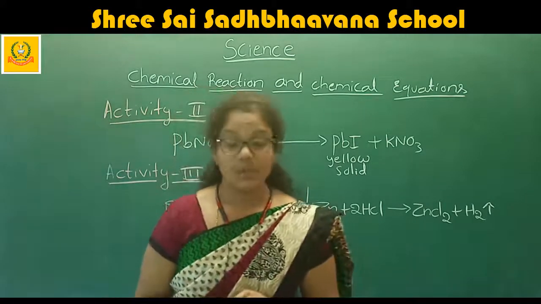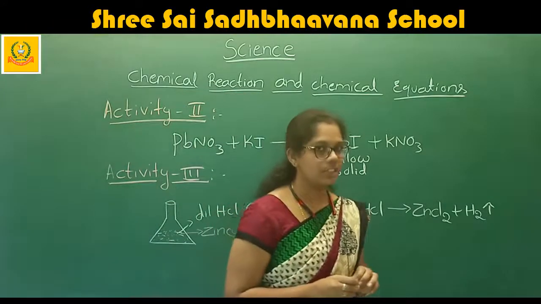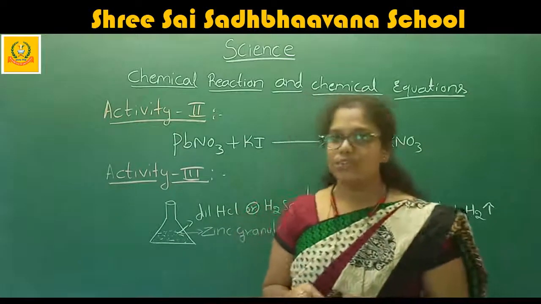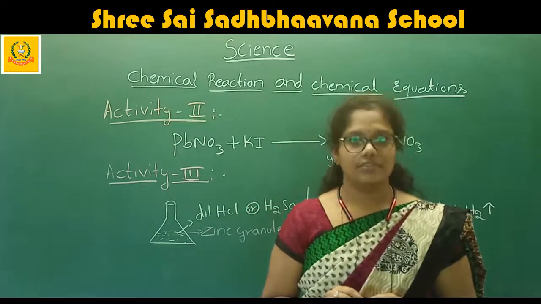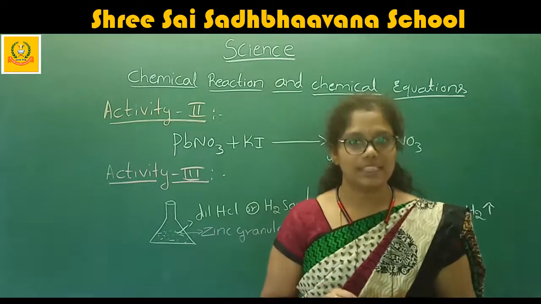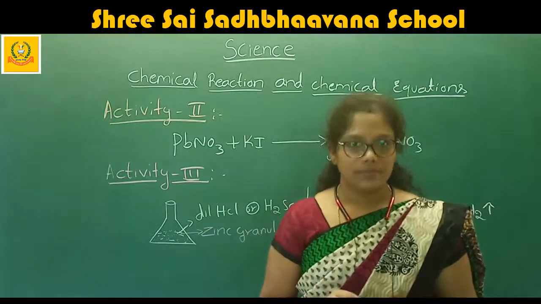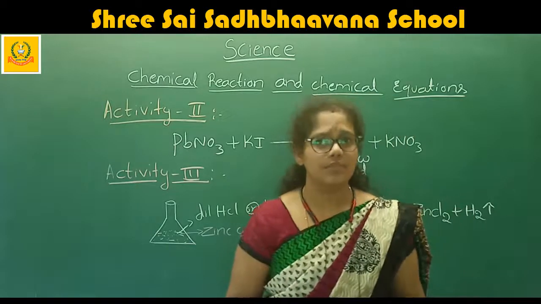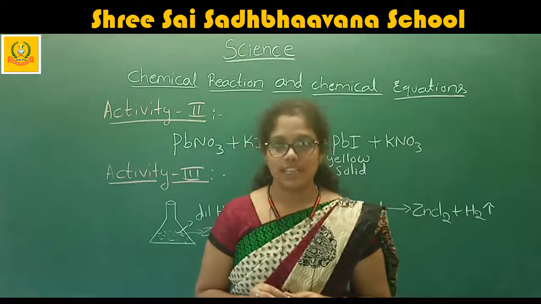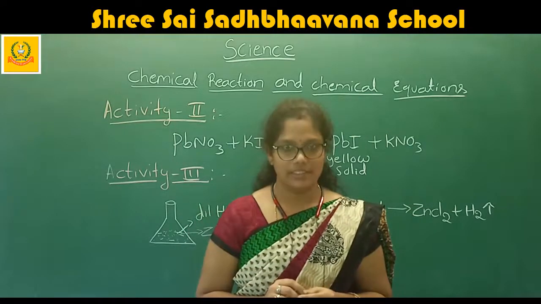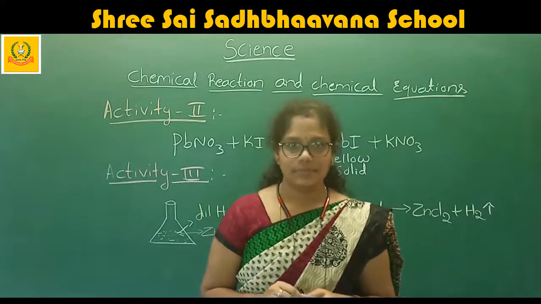You already know what a chemical reaction is, right? Now we are going to discuss some more examples of chemical reactions. What was the first activity we discussed? When magnesium reacts with oxygen, it forms magnesium oxide. This is the first activity equation we discussed.